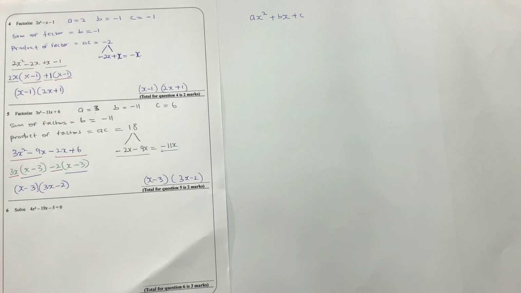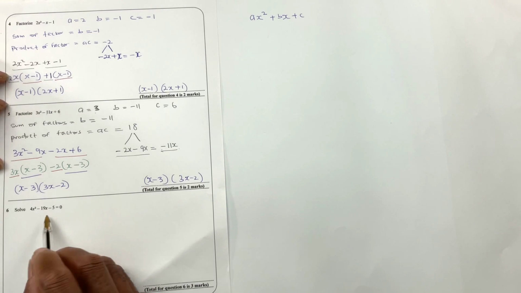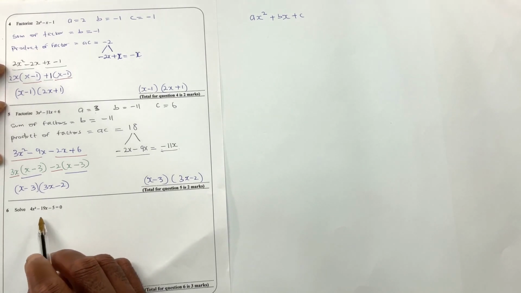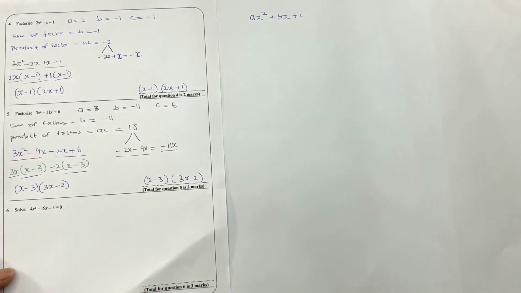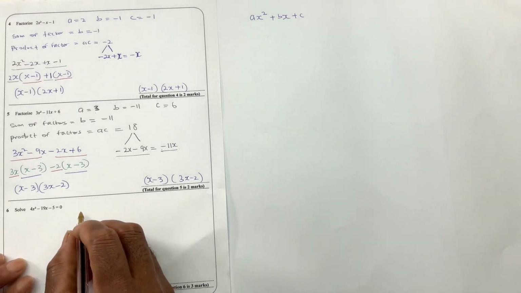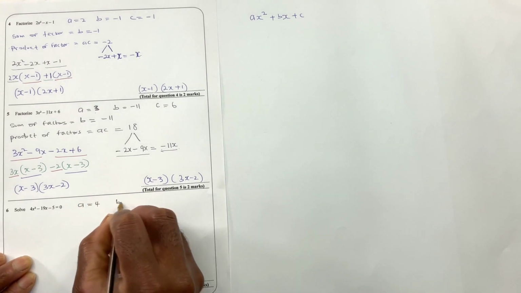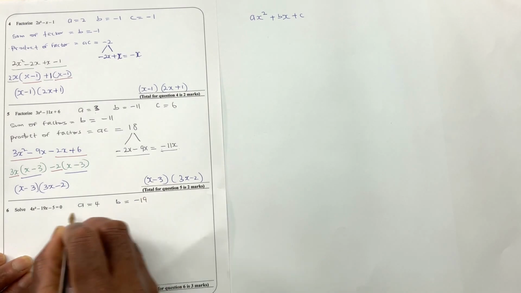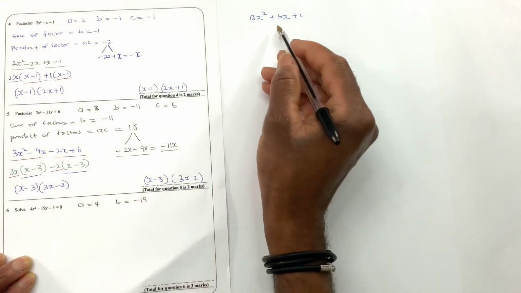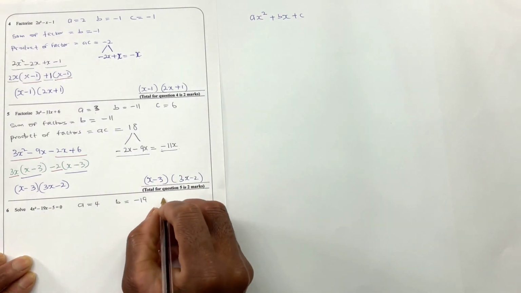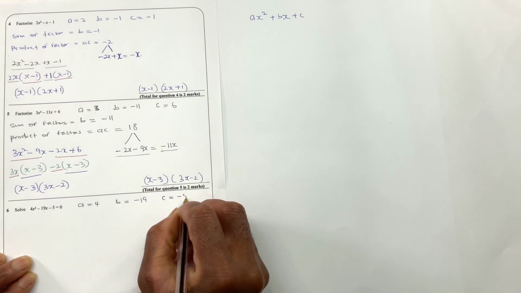Next one. In this case, we need to solve. Again, we need to find the factors. Once we find the factors, we can solve it. To find the factors, we need to find a. A equals 4, b equals minus 19, comparing to that, c equals minus 5.